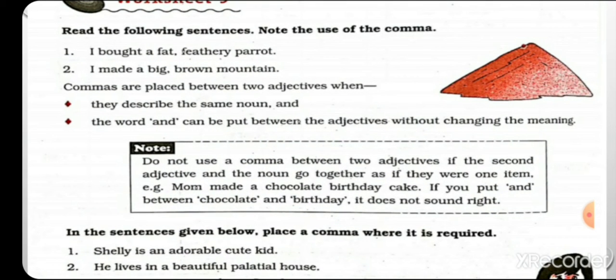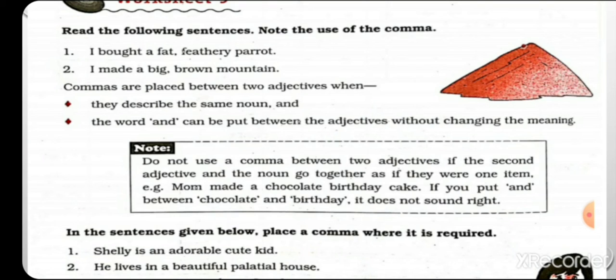Like, I bought a fat, feathery parrot. I made a big, brown mountain. Now students, we all know that commas are placed between two adjectives when they describe the same noun, and the word and can be put between the adjectives without changing the meaning.